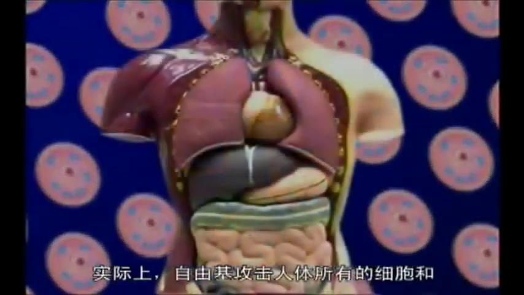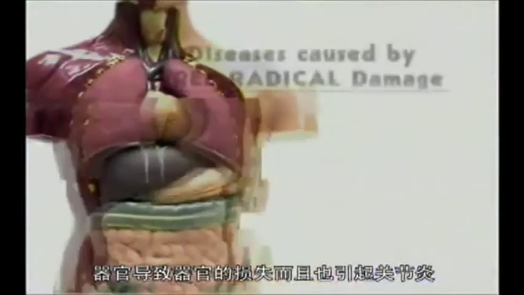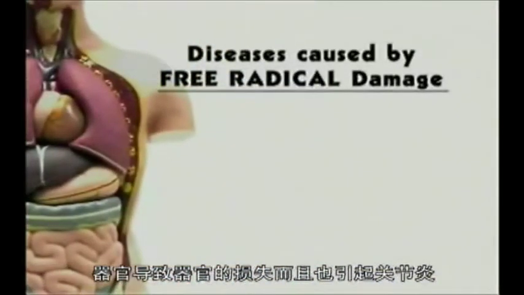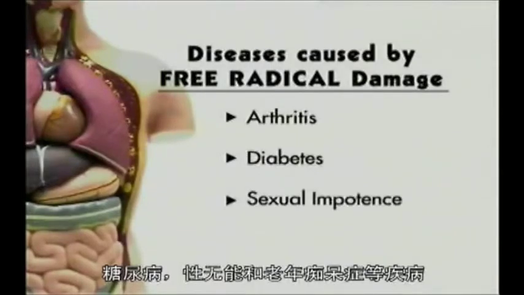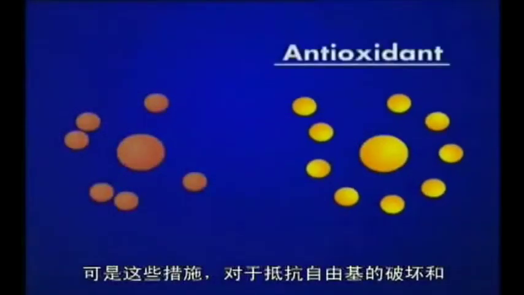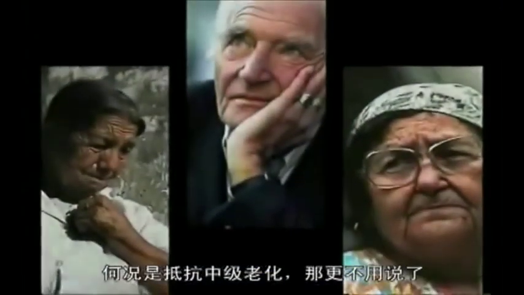Free radicals attack virtually every cell and organ in the body, causing degeneration of our organs and leading to diseases such as arthritis, diabetes, sexual impotence, and Alzheimer's. We may make every effort to stay young, like maintaining a proper diet, taking vitamins, exercising regularly, going for yoga. But these measures are not sufficient to prevent free radical damage and rejuvenate the cells, let alone preventing secondary aging.